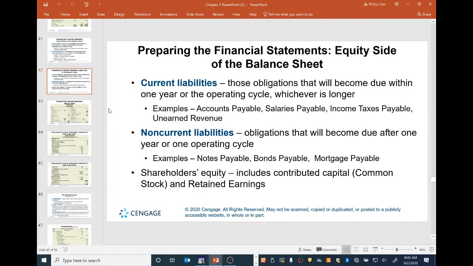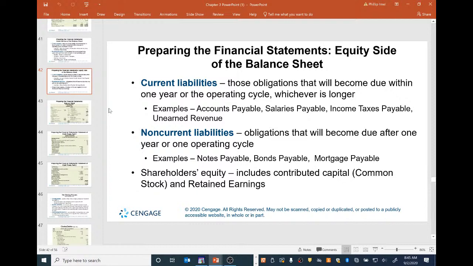Okay, preparing the financial statements, and this is the equity side of the balance sheet, okay? So we have current liabilities, and these obviously are those obligations that will become due within 1 year or the operating cycle, whichever's longer. Some examples of the current liabilities: accounts payable, so these things that arise out of trade, right? So now people have supplied us with goods on account, we owe them, so accounts payable.